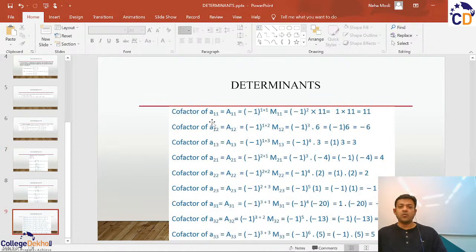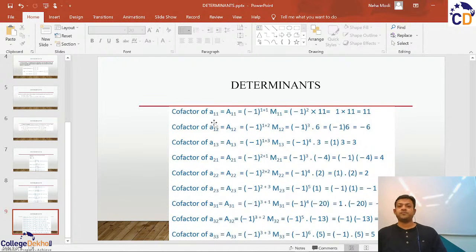In order to calculate the cofactor, let's say we need to calculate the cofactor of A11. So the cofactor of A11 would be -1 to the power of number of rows plus number of columns. In this case, number of rows is equal to 1, number of columns is equal to 1. So -1 to the power of 1 plus 1, which is 2. Now the value of -1 to the power 2 is of course equal to plus 1. We need to multiply plus 1 to the minor. If you remember, the value of minor was 11. So the cofactor would be 1 times 11, and that is 11.